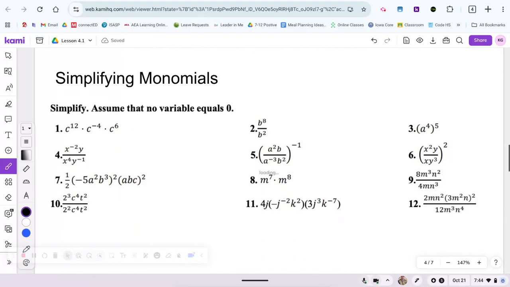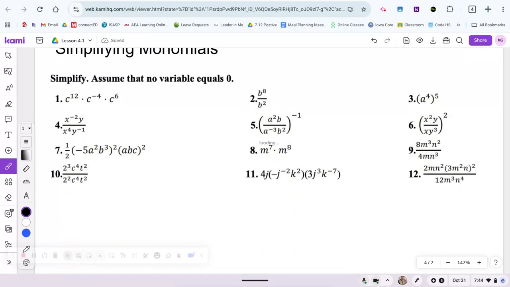Here we're going to apply these properties then. Simplify each of these, assuming that no variable equals 0, and working through those properties.